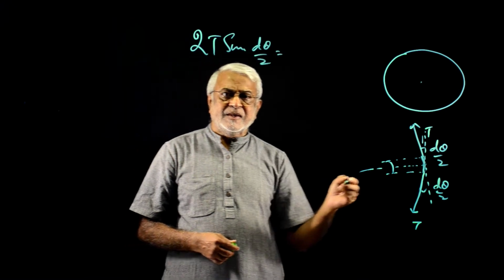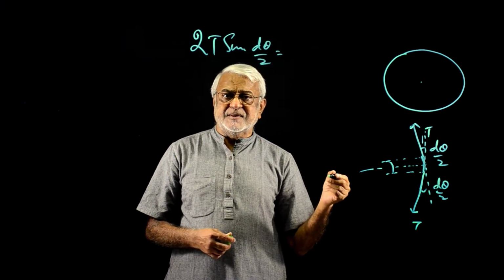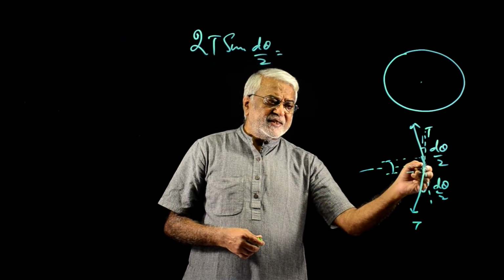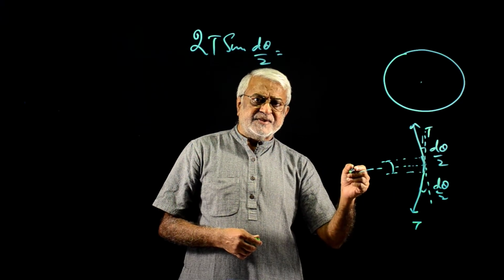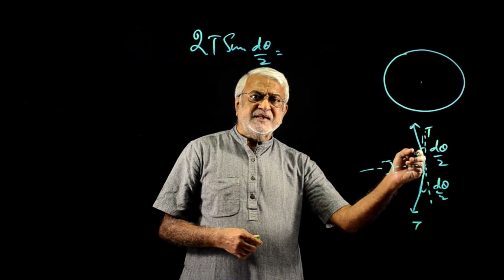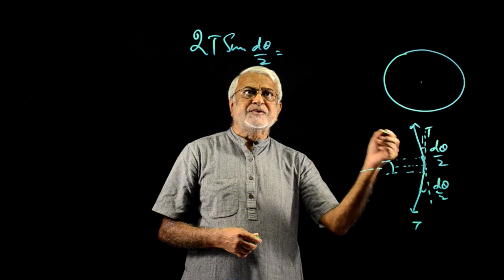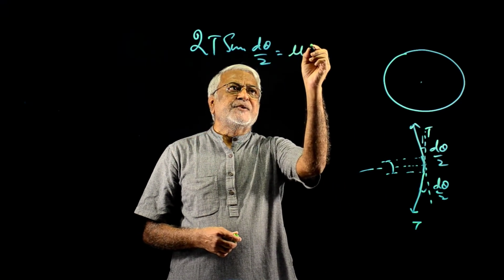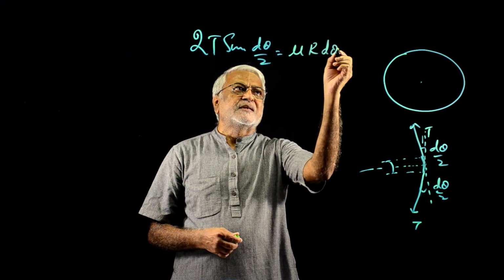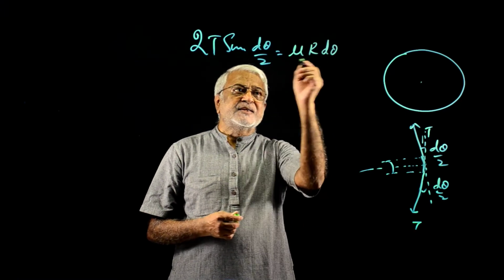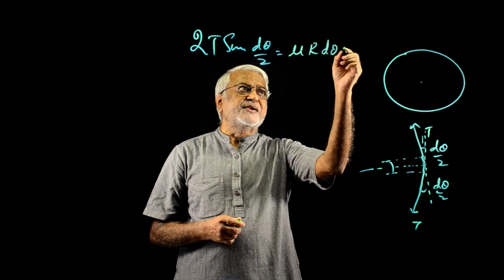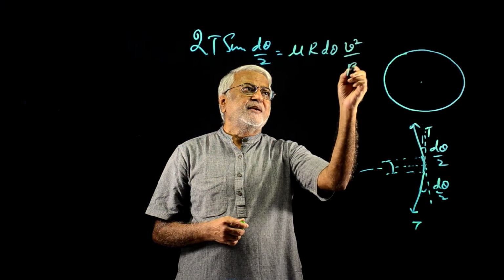That will be equal to the mass times the acceleration of this element. The element subtends an angle of d theta at the center of the circle, then r d theta is its length, and mu, the mass per unit length, into the length of the element is the mass of the element, dm, into the acceleration, v squared by r.